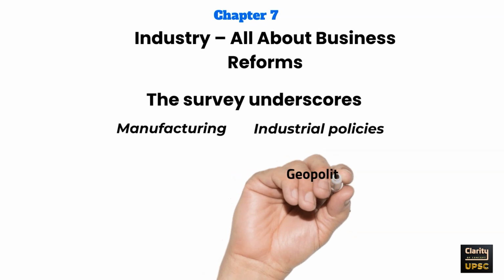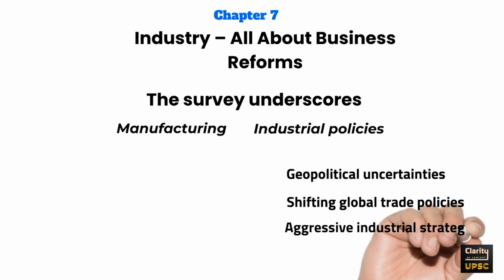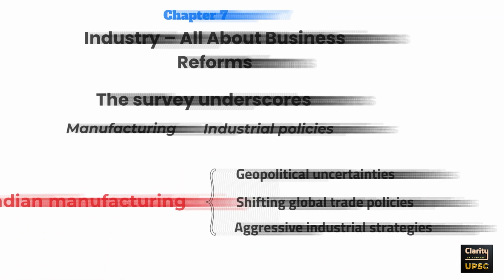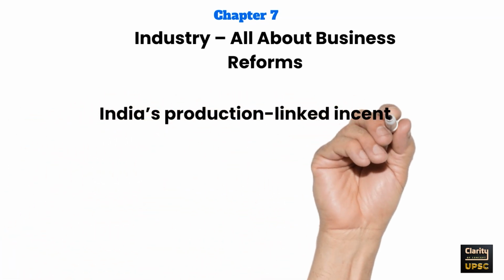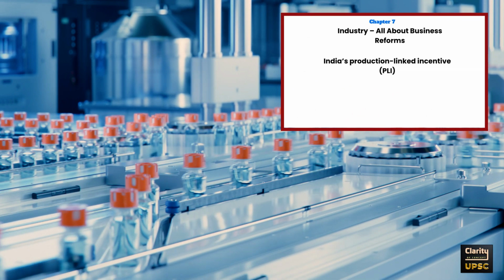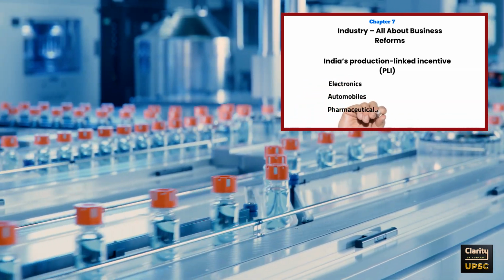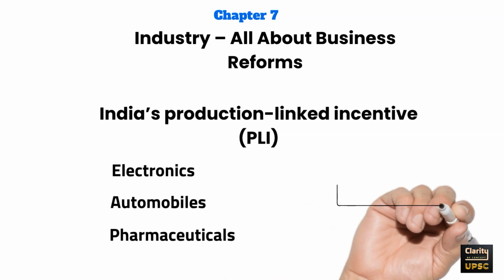It notes that geopolitical uncertainties, shifting global trade policies, and aggressive industrial strategies by major economies have affected Indian manufacturing. The survey says that, despite all of this, India's production linked incentive scheme has been very successful, especially in the electronics, automobiles, and pharmaceutical sector.